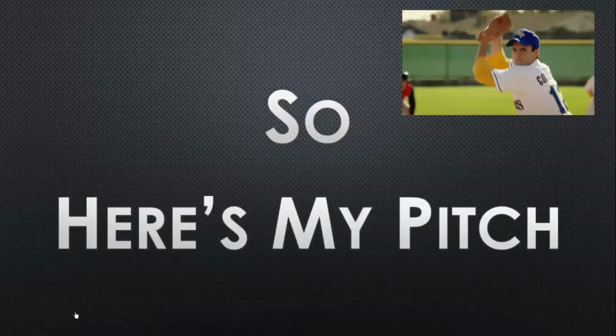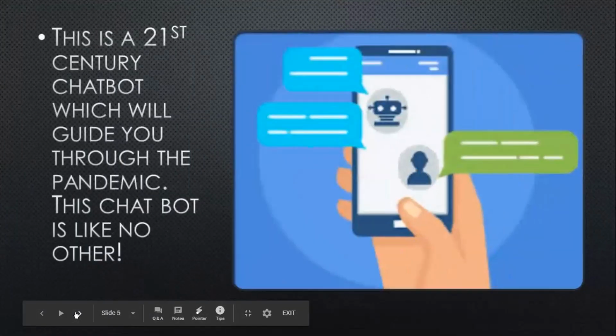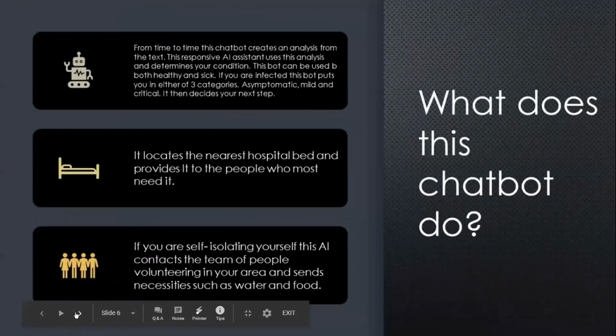Okay, so here's my pitch. This is a 21st century chatbot which will guide you through the pandemic. This chatbot is like no other. It's called the HealthBot. So what does HealthBot even do? From time to time, this chatbot creates a health analysis. This responsive AI uses these analyses and determines your condition. It can be used for both healthy and sick.